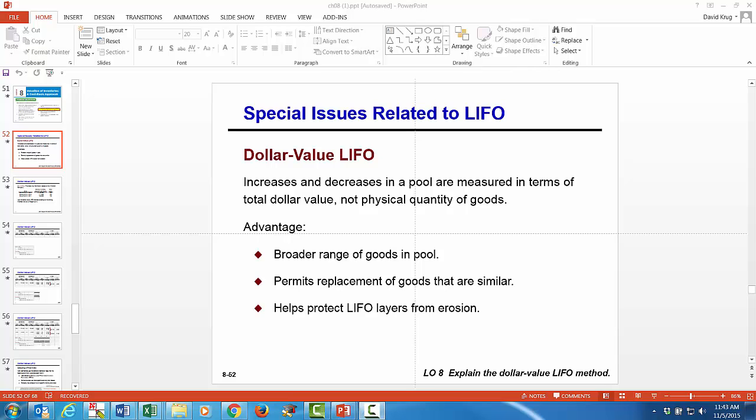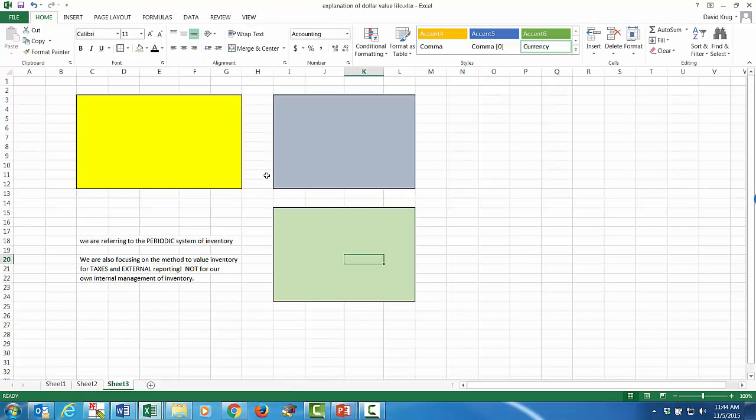Now, dollar value LIFO focuses on this idea of keeping track of inventory in pools. Now, what do we mean by a pool? Well, a pool is kind of seen as a total dollar value of a group of inventory. Not the physical quantity of the goods in the inventory pool, but the total dollar value of the goods in the inventory pool. For example, let's say we have several rooms, 3 rooms in our warehouse.